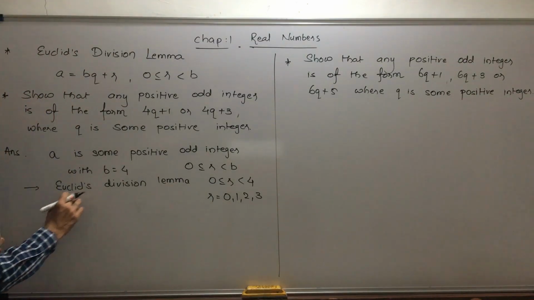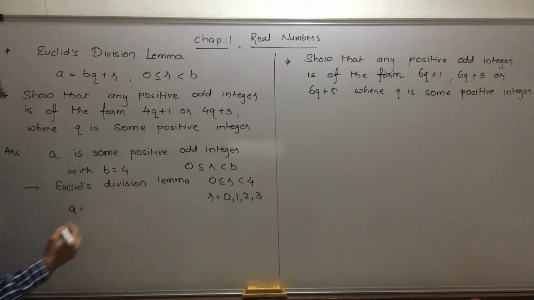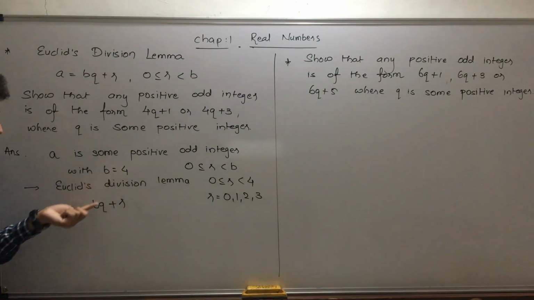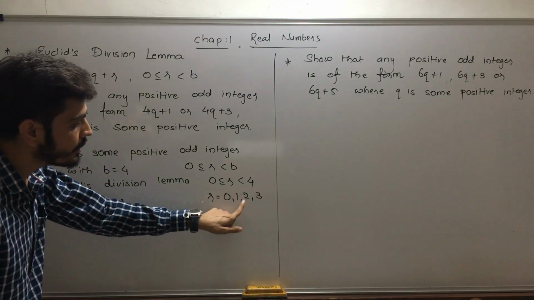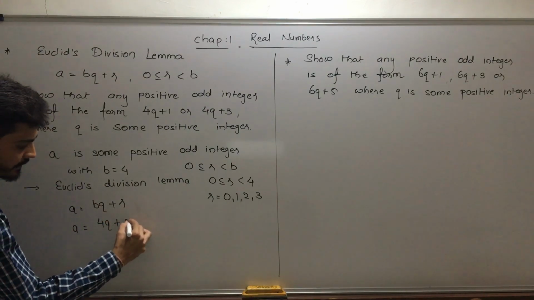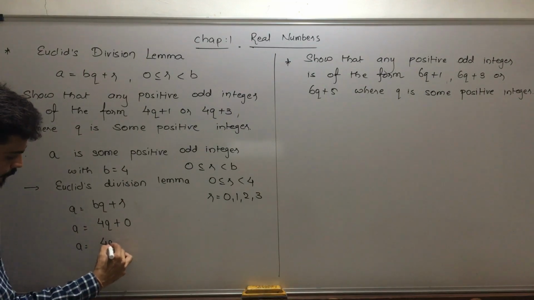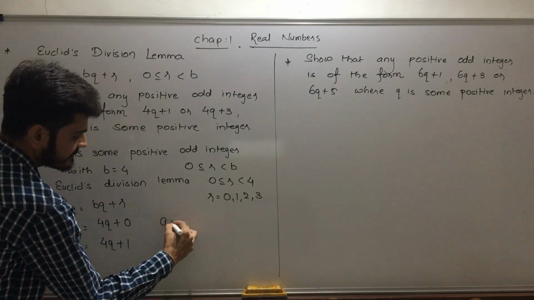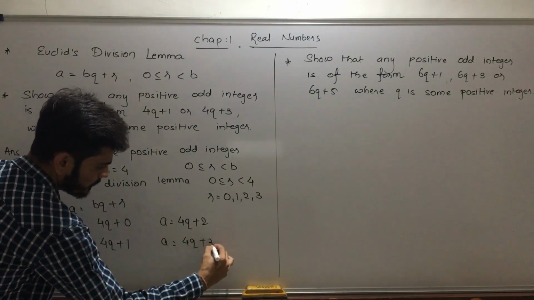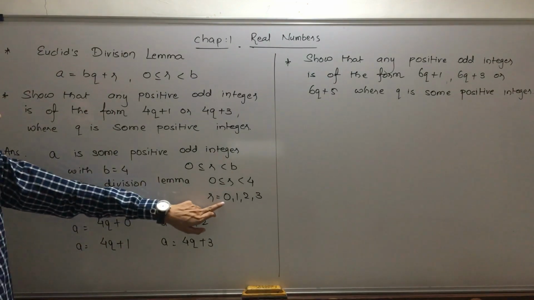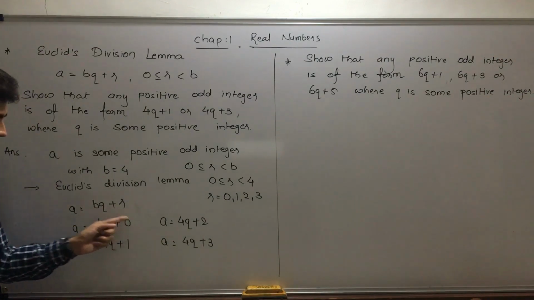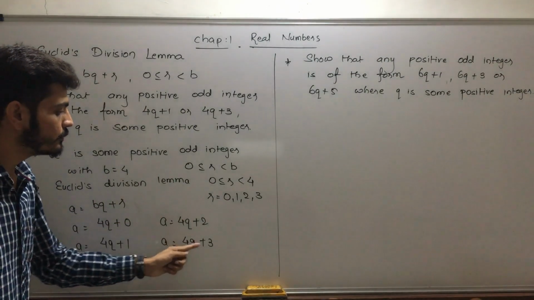So Euclid's division lemma: A equals BQ plus R. Now we have B equals 4 and R equals 0, 1, 2, 3. So we will have 4 different types of numbers: A equals 4q plus 0, A equals 4q plus 1, A equals 4q plus 2, and A equals 4q plus 3, according to the different values of remainder 0, 1, 2, 3.